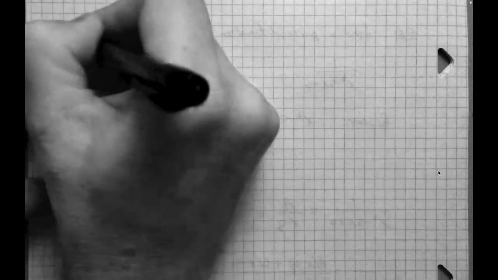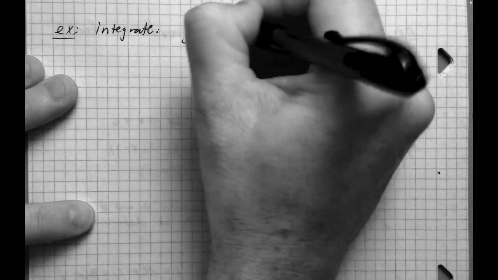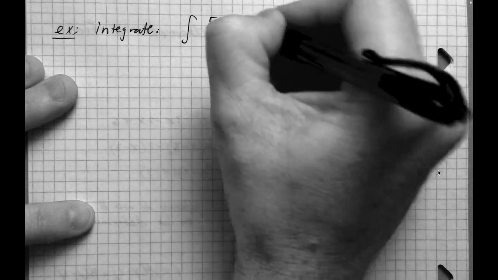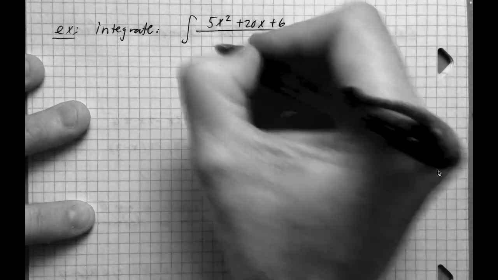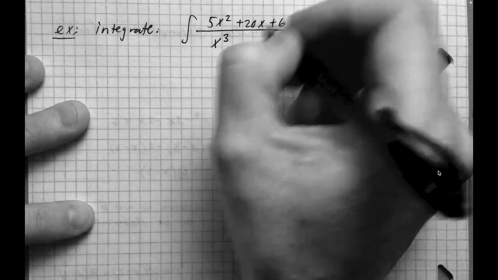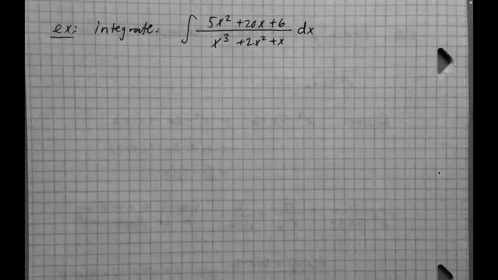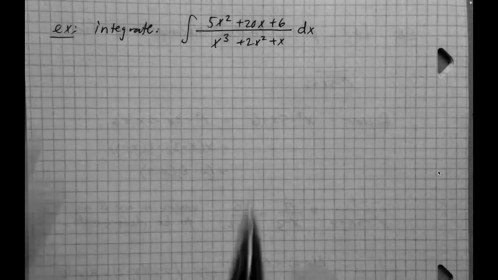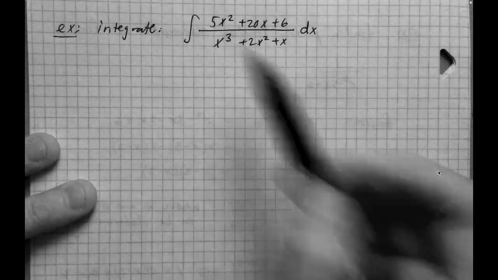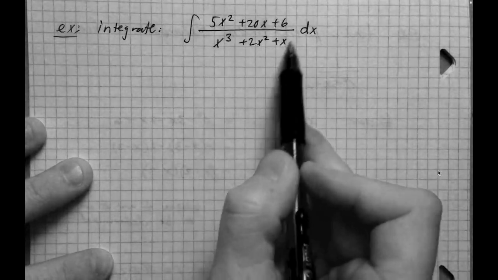Let's integrate. Let's see. So it'll be the integral of 5x squared plus 20x plus 6, and that whole thing over x cubed plus 2x squared plus x. Okay, we want to integrate this. So this is a perfect candidate for partial fractions. We notice here that the degree of the numerator is 2, the degree of the denominator is 3, so there's no division to be done. So the first thing we need to do is deal with this denominator.